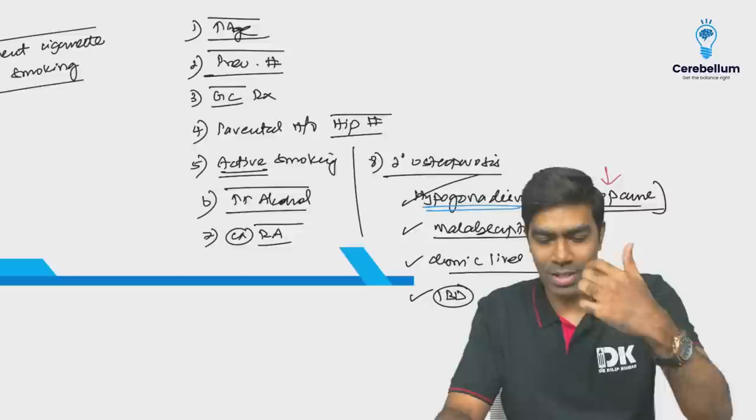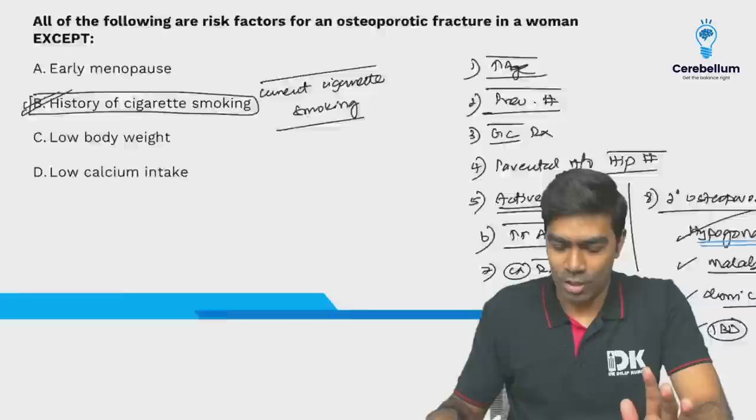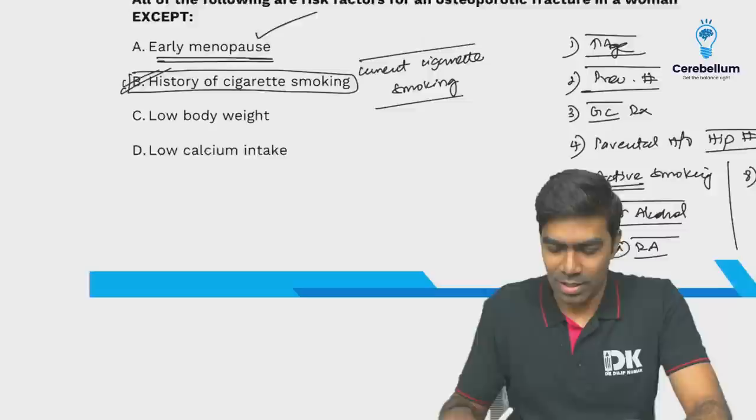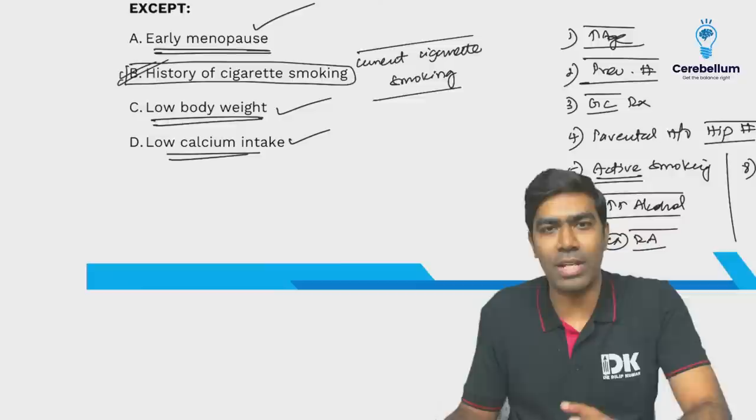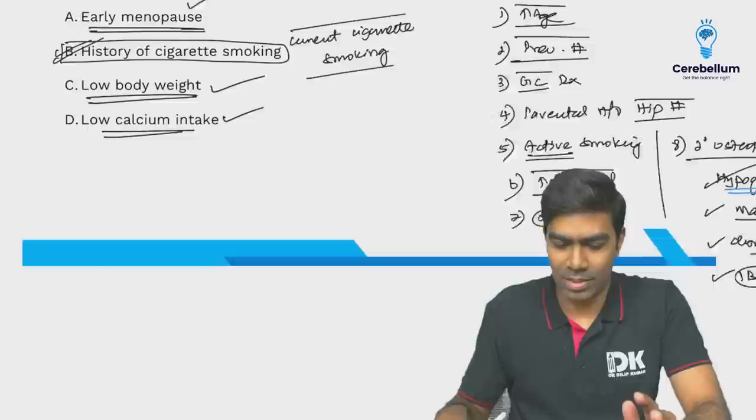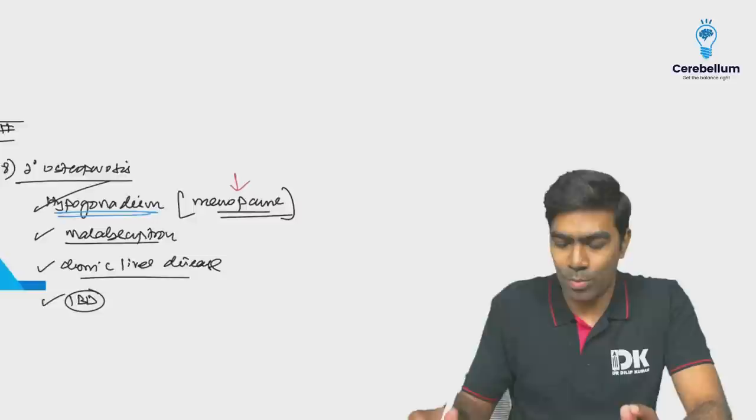Okay, so these are going to be the risk factors for osteoporosis in general. Early menopause, that is premature menopause, is a definite risk factor. Low body weight is also a risk factor, interestingly, and low calcium intake is also a risk factor. But history of cigarette smoking is not a risk factor. Current cigarette smoking is going to be the risk factor. That's the right answer.